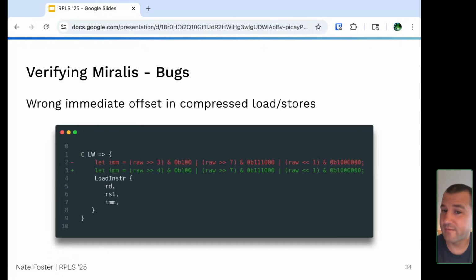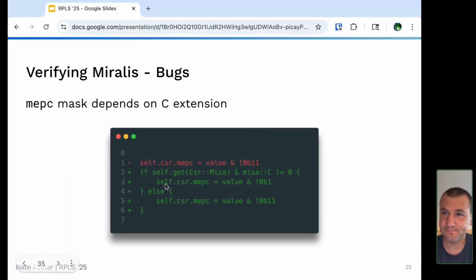So when verifying the Popek and Goldberg conditions for this kind of compressed load and store, we immediately see the difference. We get an error trace, and then can go fix it.